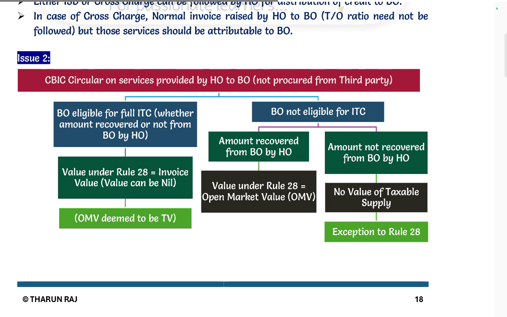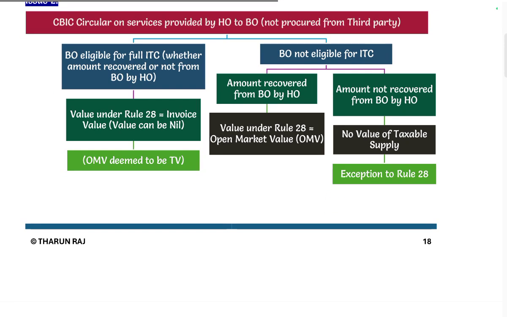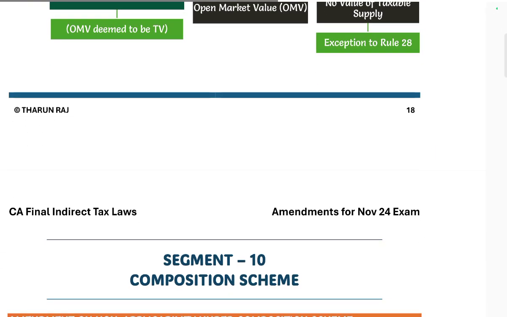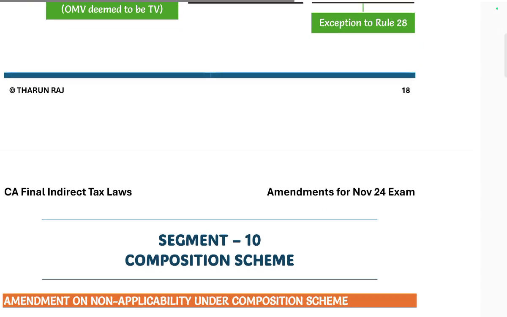The value under section 28, the open market value, applies where the amount is not recovered from the head office. If not recovered, no value is taxable except under section 28. The value under section 28 is the invoice value or the OMV, to be taken as the transaction value.